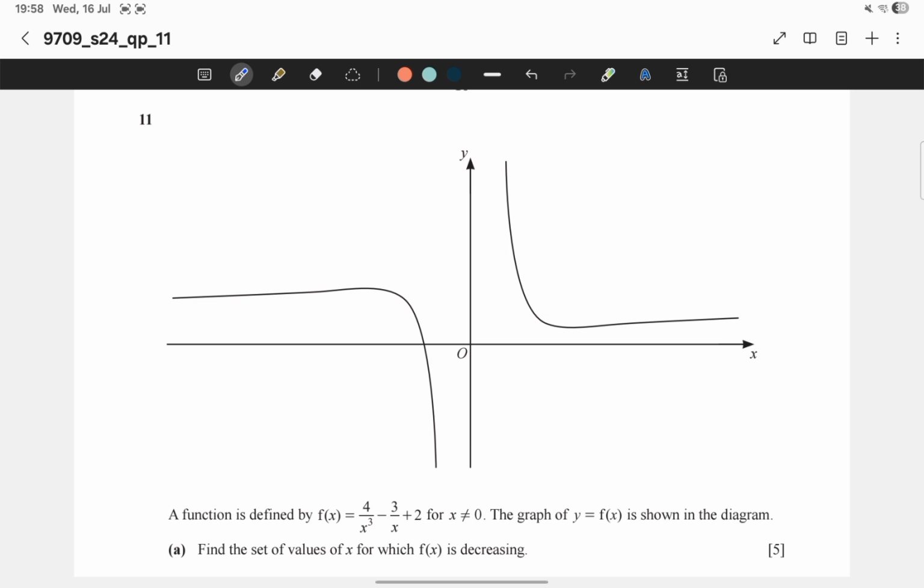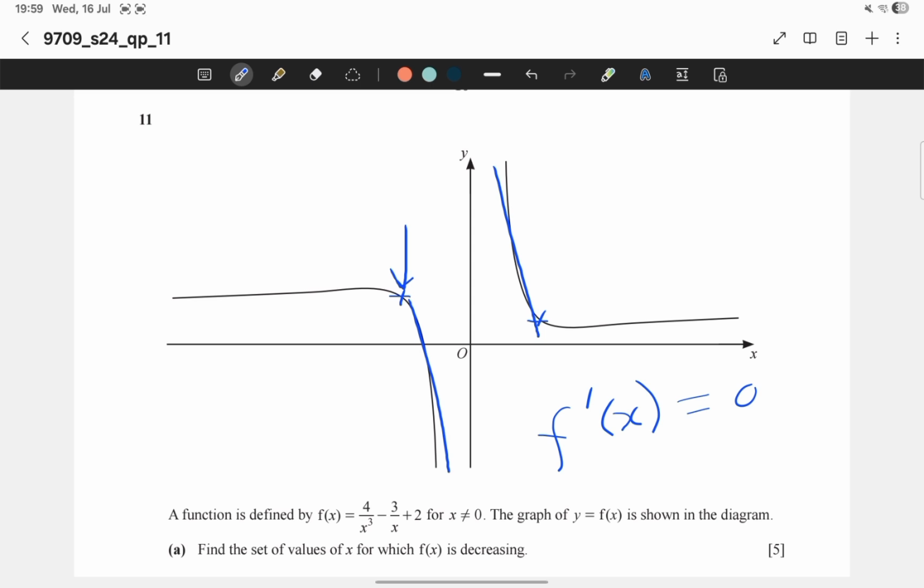For that we need to consider differentiation, since differentiation will give us f prime of x, the first derivative. If we set this equal to 0, we get the turning points, which are this point and this point. For a decreasing function, we need parts where the graph is slanting towards the left, and that's this part and this part. So we need these two values to determine the set of values of x.